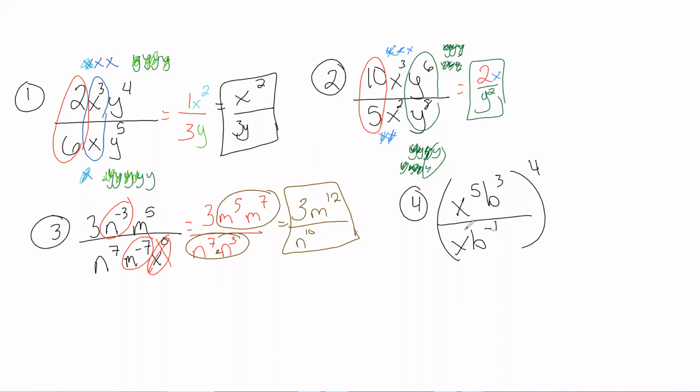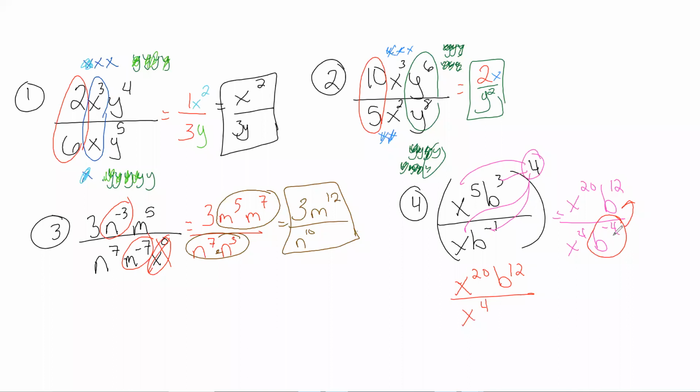All right, so I'm going to put my little exponent of 1 there, and I'm going to bring this 4 in to everything. So I have x to the 20th, b to the 12th, all over x to the 4th, b to the -4th. Okay, now that my parentheses are gone, now I want to deal with this negative exponent. I want to bring that up top. So I have x to the 20th, b to the 12th, x to the 4th, and the only thing that's moving is this b to the -4th, and that's moving to the top.